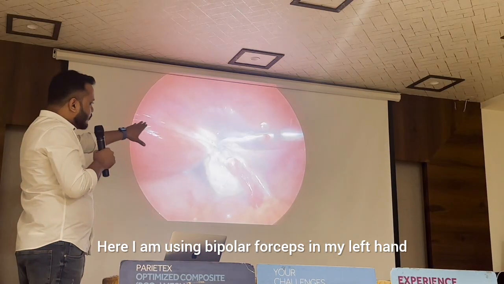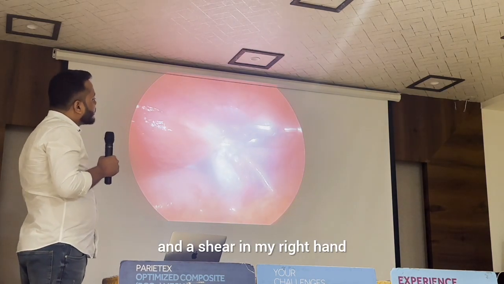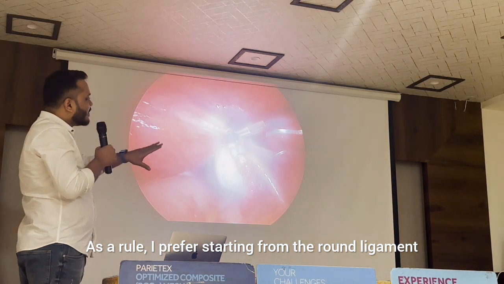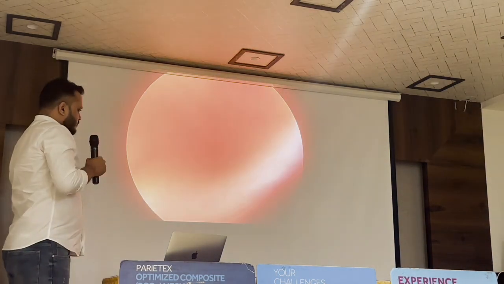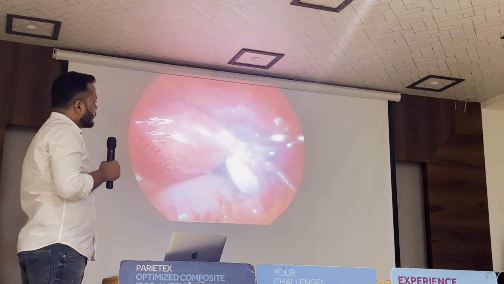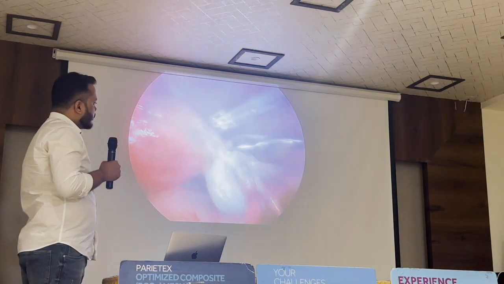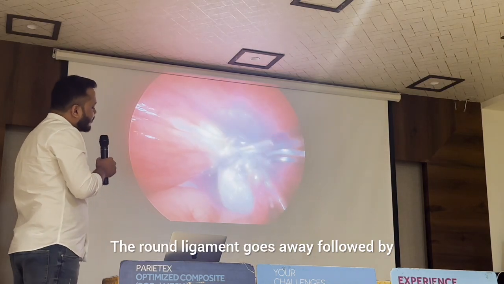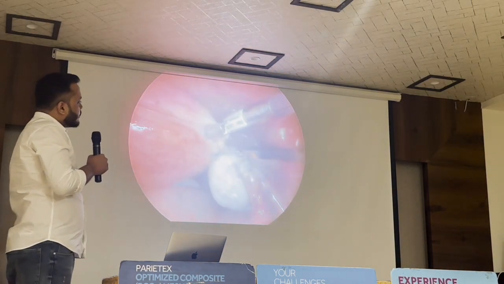Here I am using bipolar forceps in my left hand and a shear in my right hand, right? As a rule, I prefer starting from the round ligament. See, the round ligament goes away, followed by dissection of the ovarian ligament and the fallopian tube.